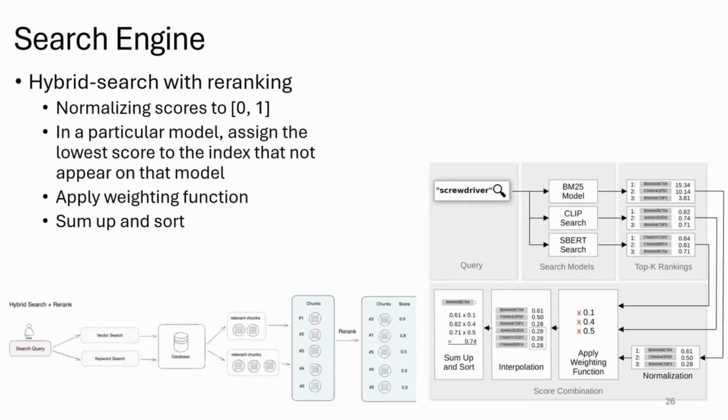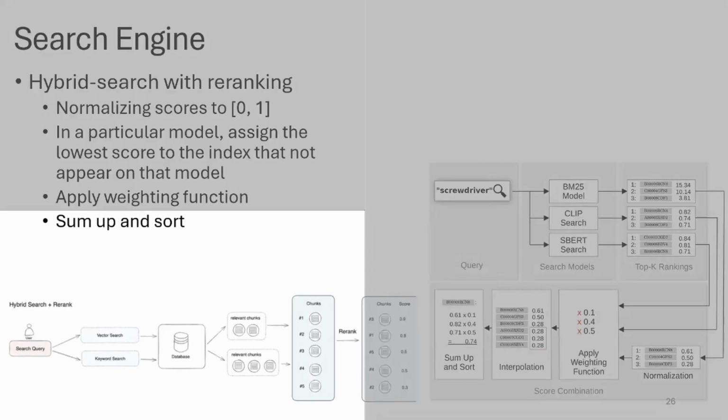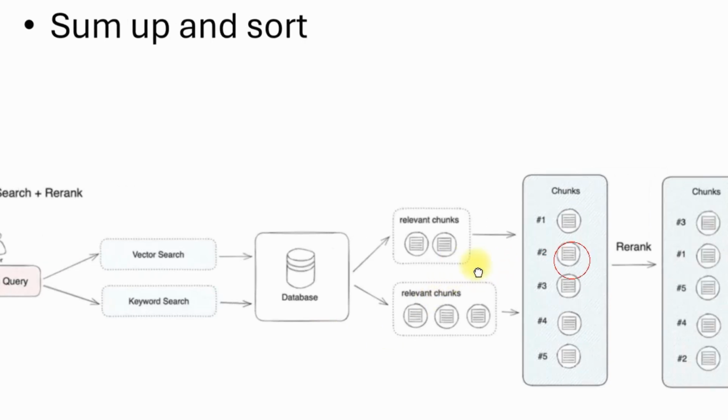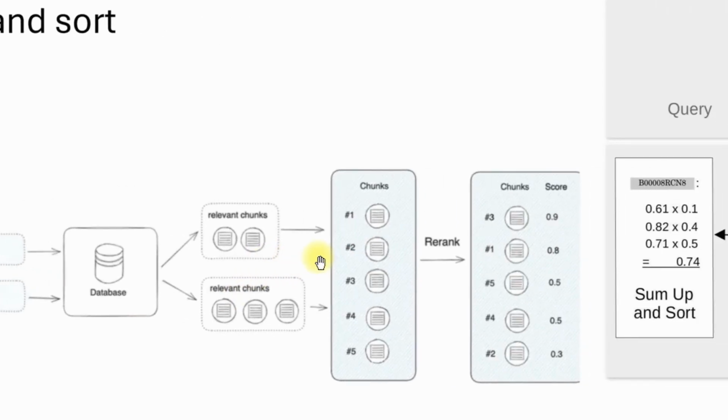So this is the entire process of hybrid search and re-ranking. Let me show you this general diagram. So you have a search query. You apply the vector search and keyword search in your database. In your vector search, you will have your relevant chunks. In your keyword search on the database, you also have other relevant chunks. Then you start merging those chunks and apply some re-ranking to score each chunk. And you make a sort, and you have your final result.